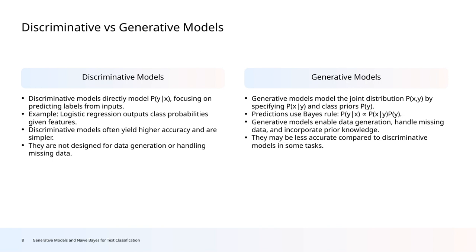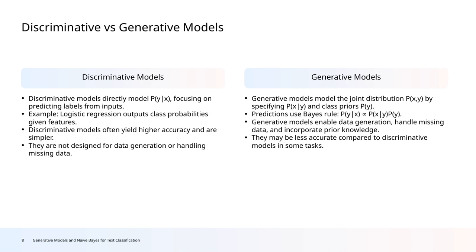For example, logistic regression is a classic discriminative model that outputs class probabilities given features. These models tend to deliver higher accuracy in classification tasks and are generally simpler to implement. The trade-off is that they're not designed for data generation, nor do they handle missing data as effectively.